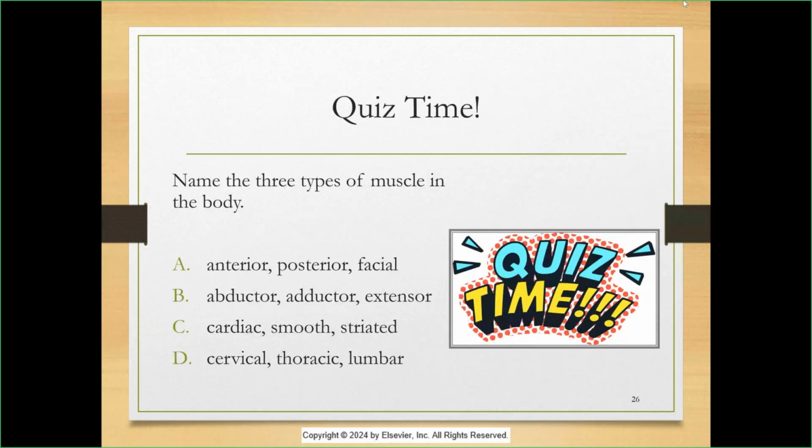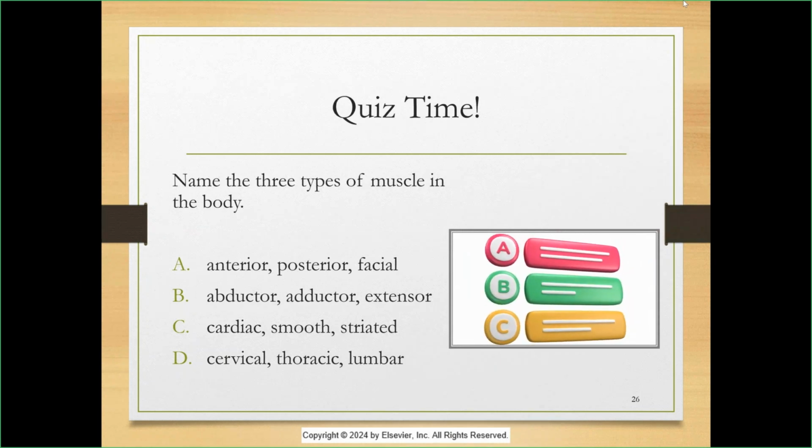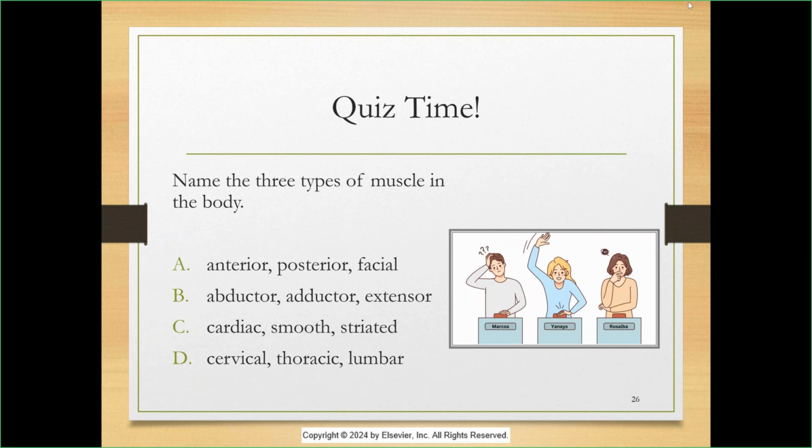Quiz time. Name the 3 types of muscle in the body. A. Anterior, posterior, facial. B. Abductor, adductor, extensor. C. Cardiac, smooth, striated. D. Cervical, thoracic, lumbar. One at a time, please.